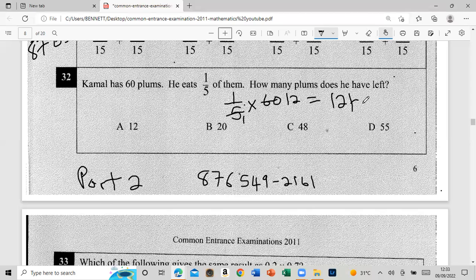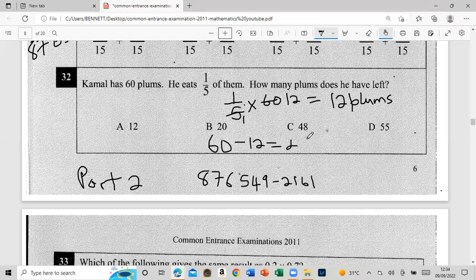All right, so basically he ate 12 plums, right? But he had a total of what? Type that in the comment section. 60. So it would be 60 minus the 12. And that will give us 48. So he had 48 left. And that would be right here, which is C.